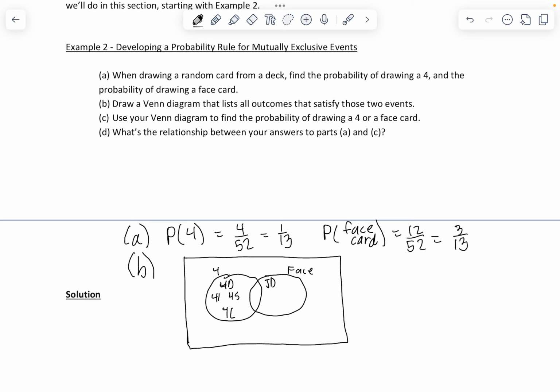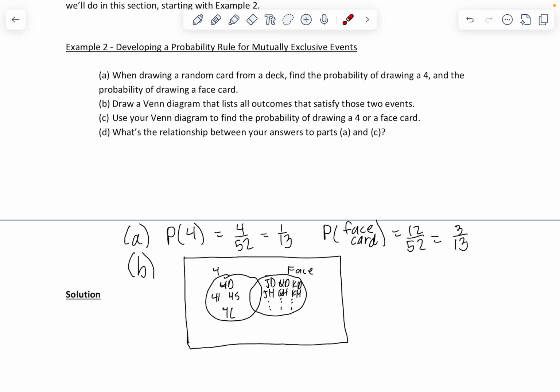Then over here in the face card, I probably won't have room to list them all, but we've got jack of diamonds, jack of hearts, queen of diamonds, queen of hearts, king of diamonds, king of hearts, and so on. But the thing is, there's nothing in the intersection. There's no overlap, because none of the face cards are 4s. So there are no cards that are both 4s and face cards. We've got 12 cards that are face cards, 4 cards that are 4s, nothing in the intersection region.